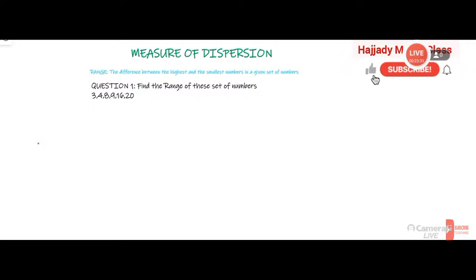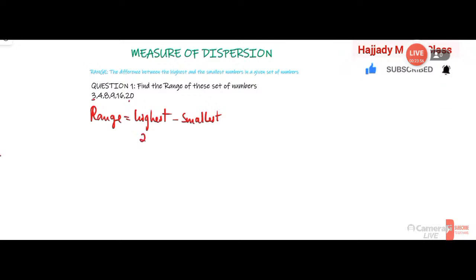So from the definition of range, we know that range is the same thing as the highest number minus the smallest number. And from this observation, we can see that our highest is 20, while our smallest is 3. So this is going to be 20 minus 3, which is 17. So you can see that calculating range is very easy, even for group data. Just look at the observation given to you, the highest value minus the lowest value. That is the value of range.